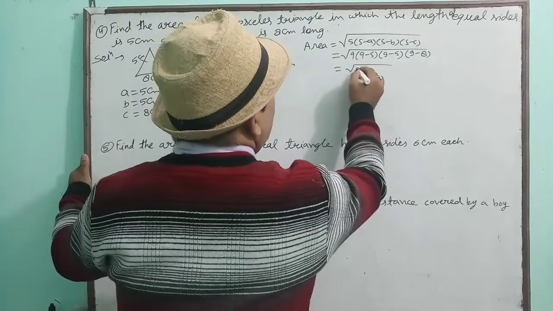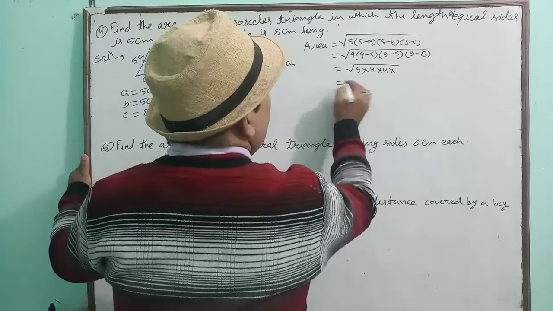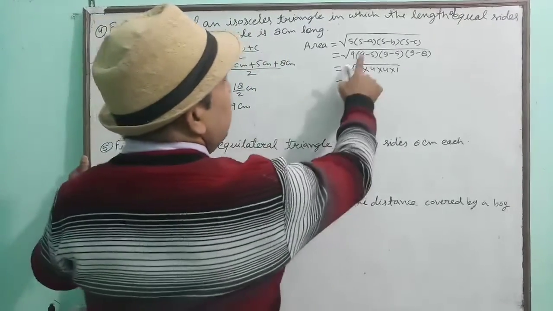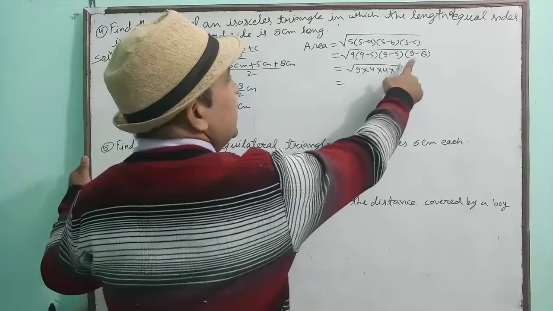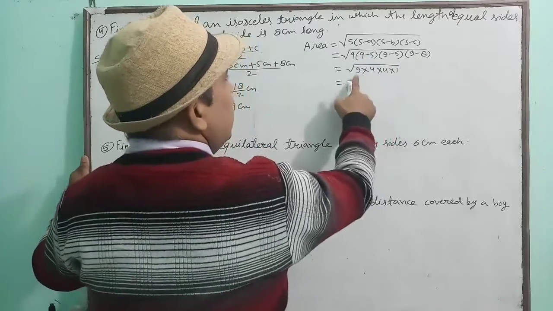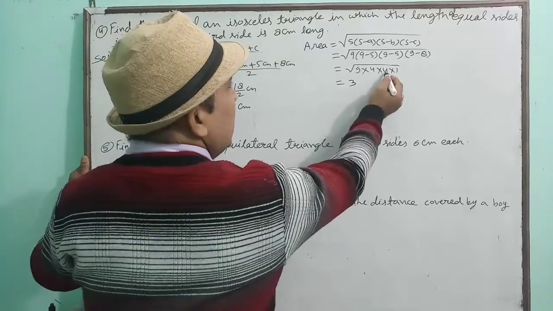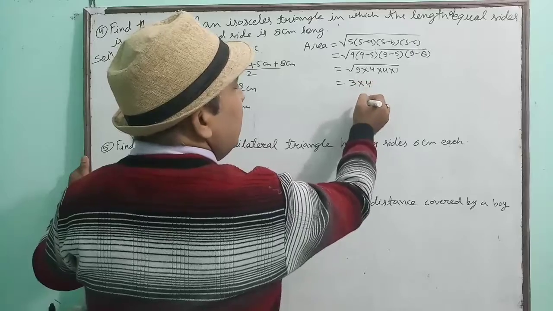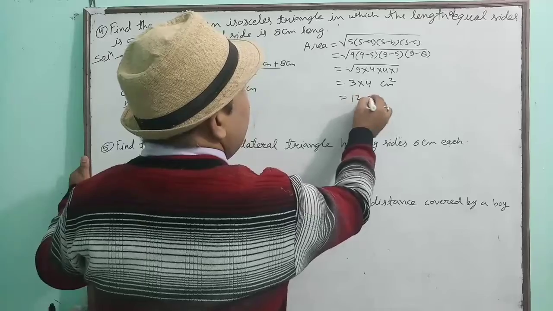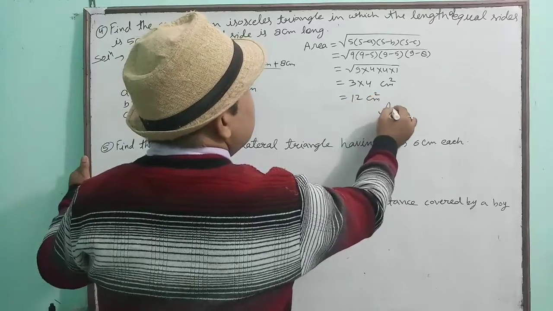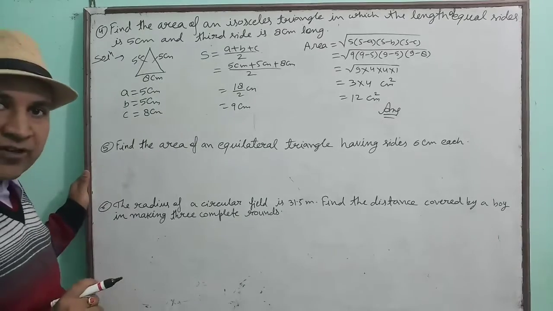Now 9 into 4 into 4 into 1. Okay. 9 minus 5 is 4, 9 minus 5 is 4, 9 minus 8 is 1. Square root of 9 is 3. These 4s are in pair, so one 4 will come out. So 3 into 4 centimeter square, that means 12 centimeter square will be the area of this isosceles triangle.